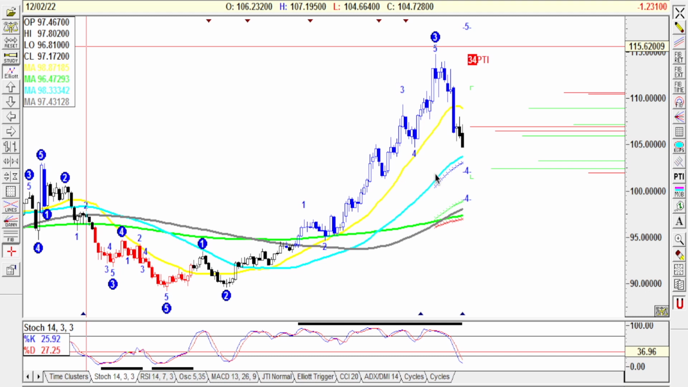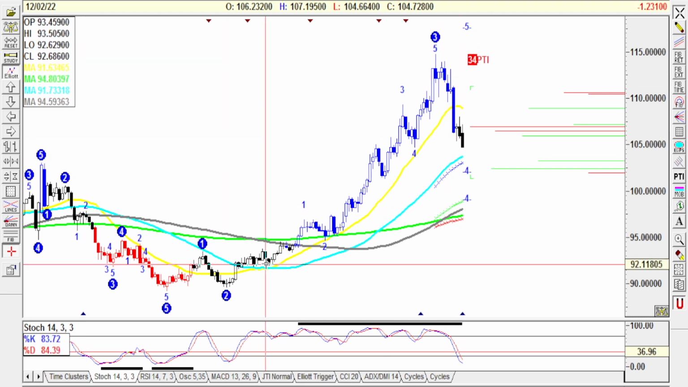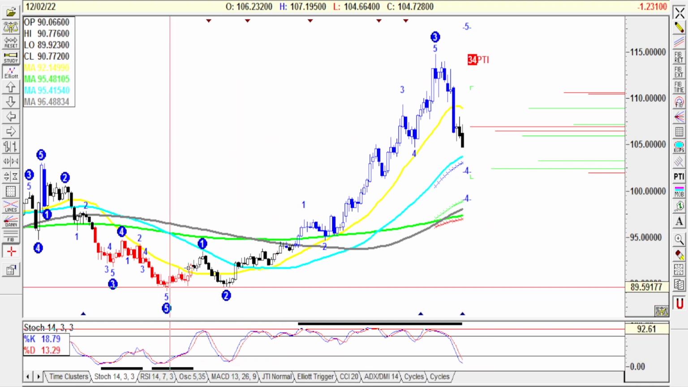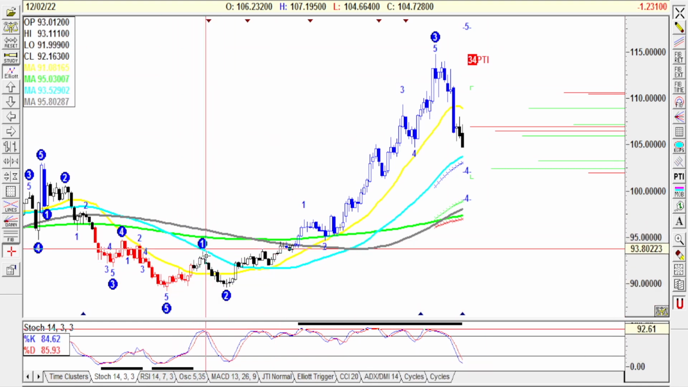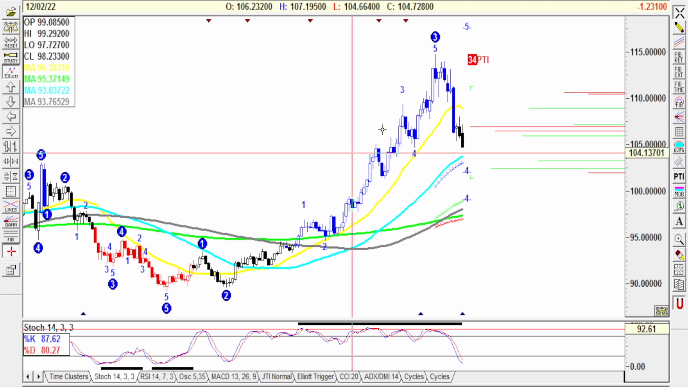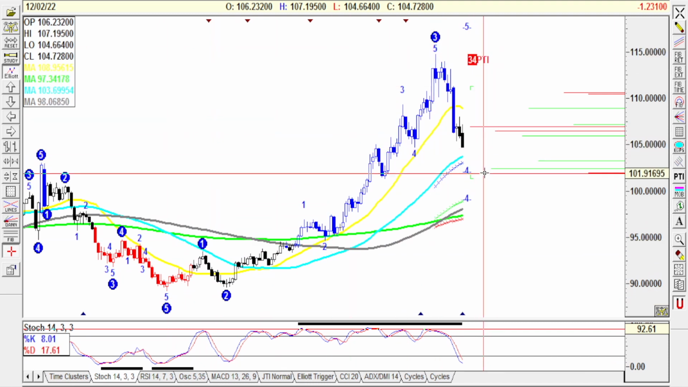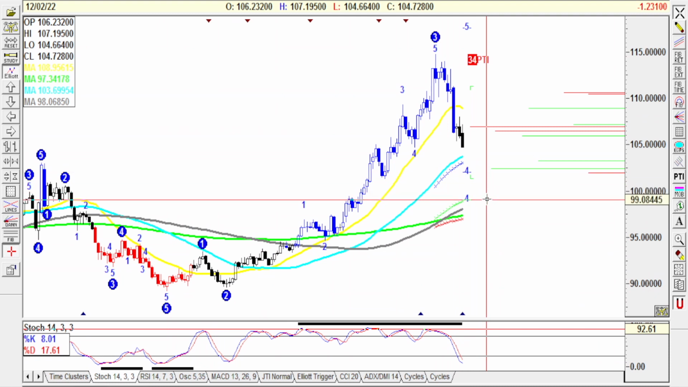Okay, on this chart, this is going to be a little fascinating for me because this is an Elliott wave. And according to Elliott wave on the weekly chart, this is a wave 1, 2, 3. And we're working on a wave 4. Wave 4 target could be around that 101 projection all the way to 99.